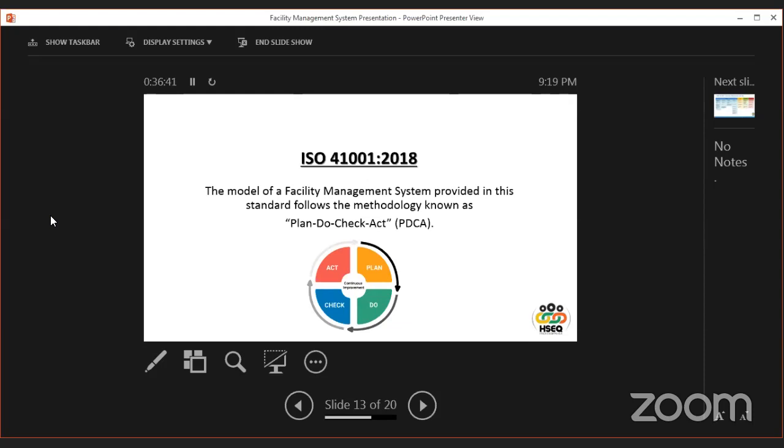PDCA cycle. Always remember one thing: if you are implementing any ISO standard and you are not following the PDCA cycle, this is a very clear point, you cannot achieve the ISO standard. Simple as this. If you want to achieve, maintain and implement the ISO standard, it is a requirement that you implement the PDCA cycle.